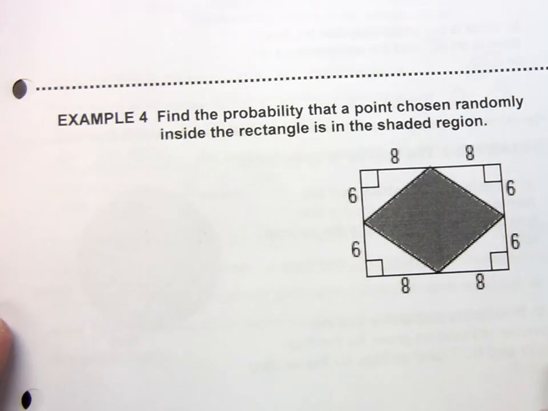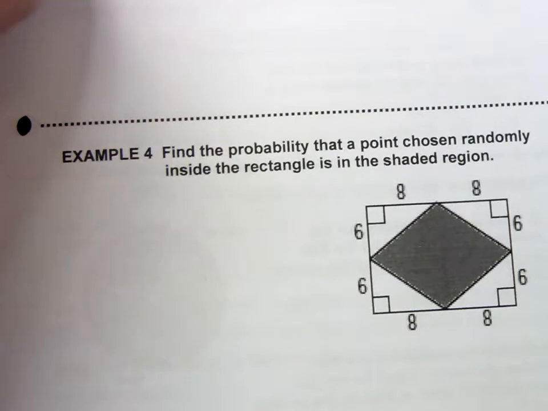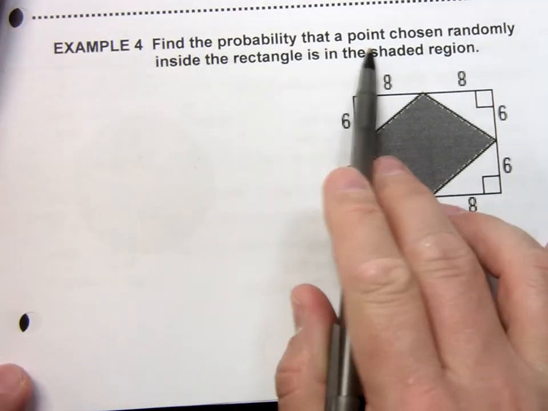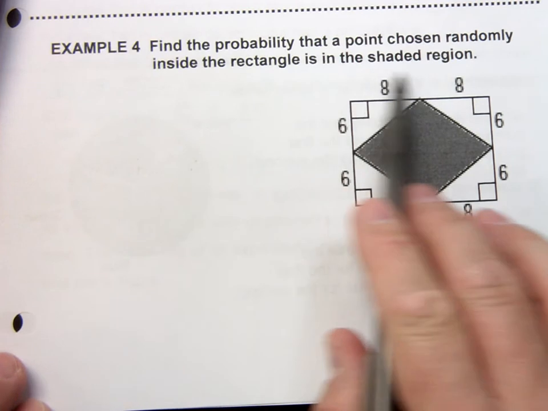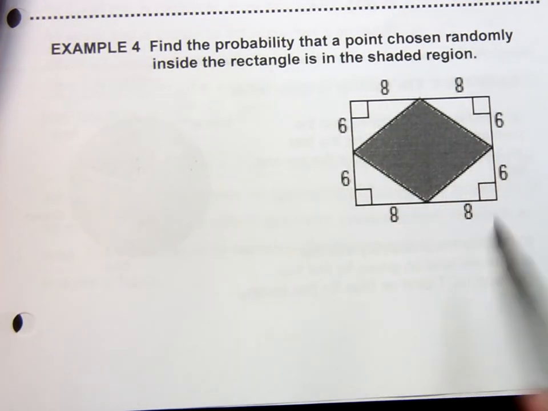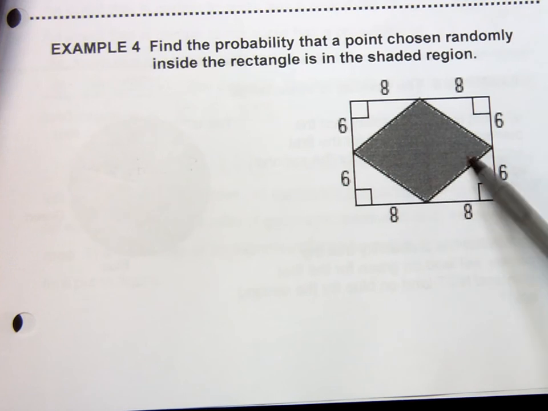All right, so we're going to use the same concept down here. I'm going to get the area of the whole thing. It says find the probability that a point chosen randomly inside the rectangle is in the shaded region. I need the area of this entire rectangle. And then I need to know the area of the shaded region so I can put the shaded area on top of the total area.